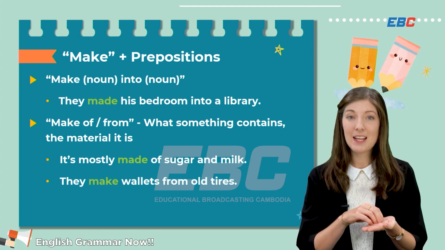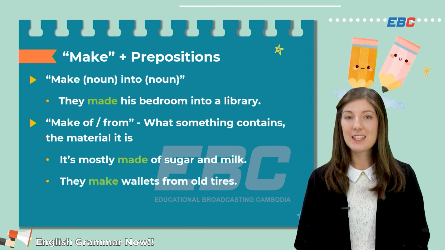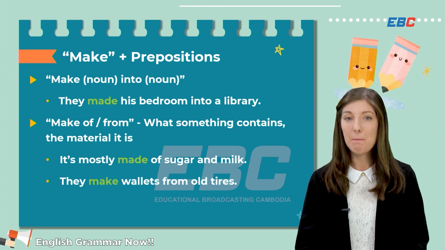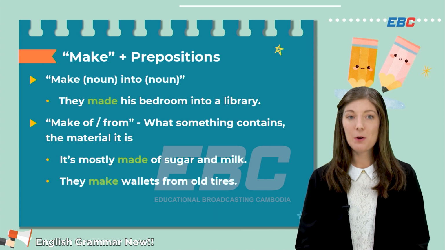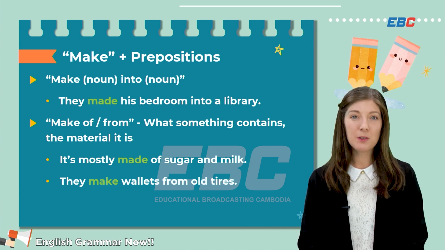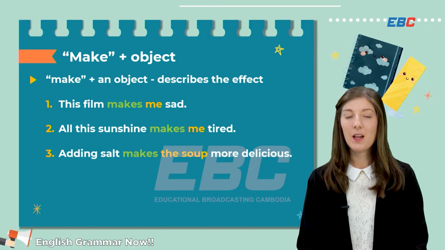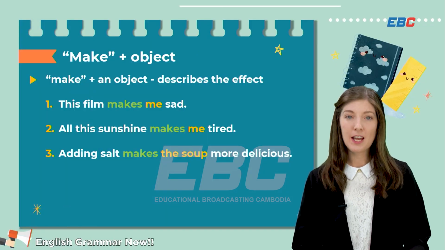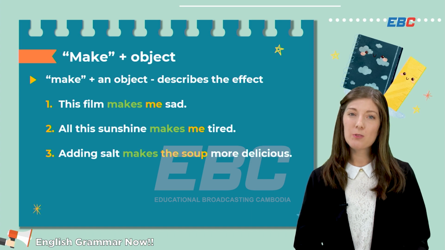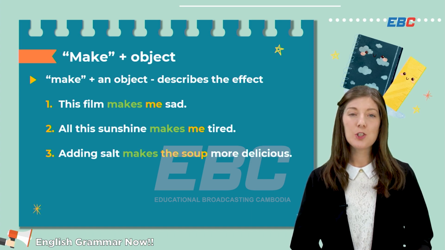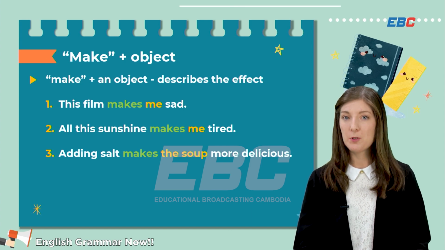That's what it contains. Another example, they make wallets from old tires. We're talking about the material that something is made from. So this is how make goes together with a couple of different prepositions. When we add an object after make, we are describing the effect that something has. It's changing something about the object.